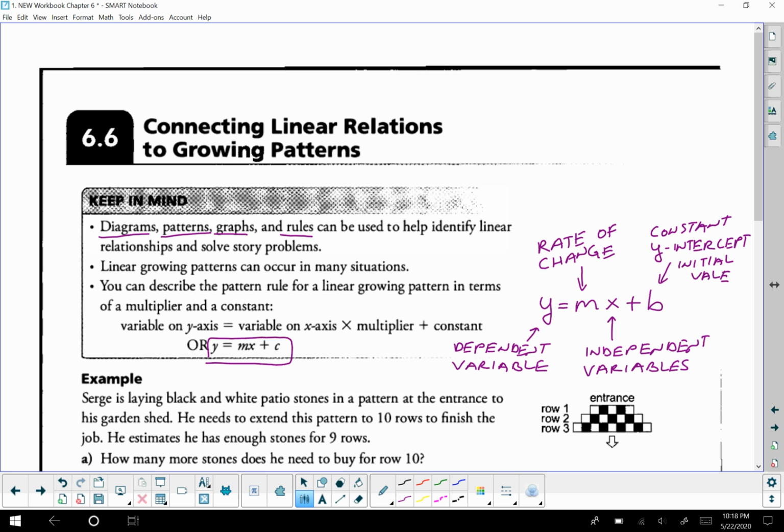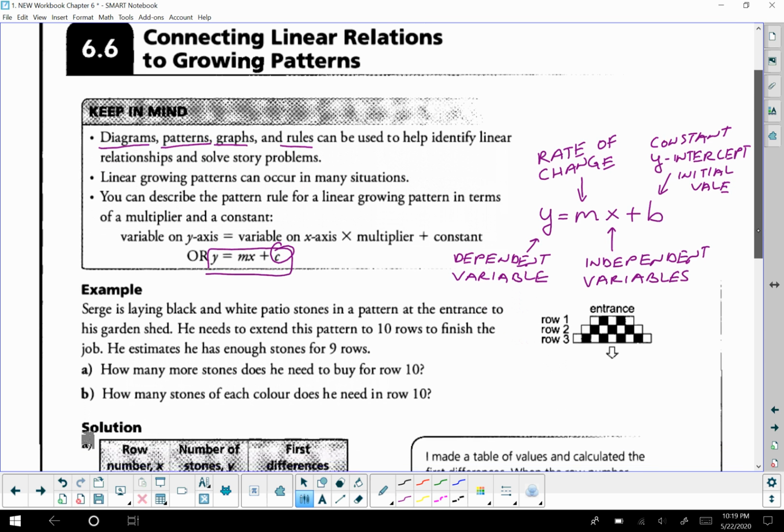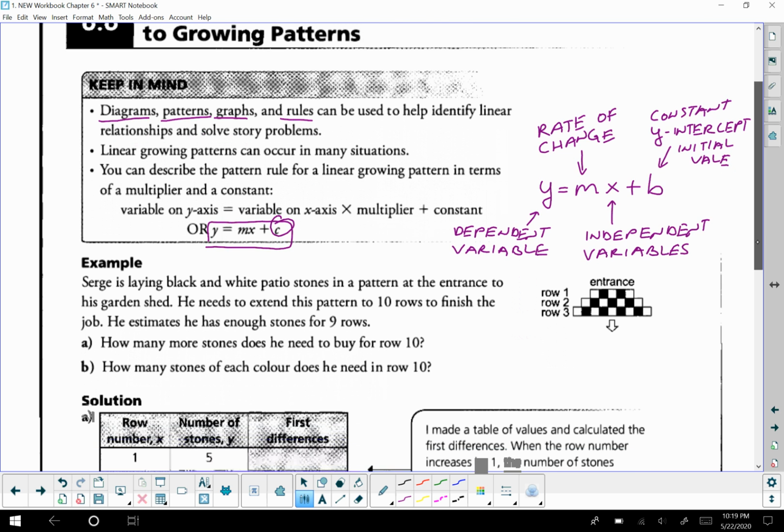So that is a very important equation. They're using c here for constant. I'm not going to use it. I'm going to use b because b is more common. You will see this in grade 10 and pretty much other math courses after that. All right, so this is where we're going to connect everything.